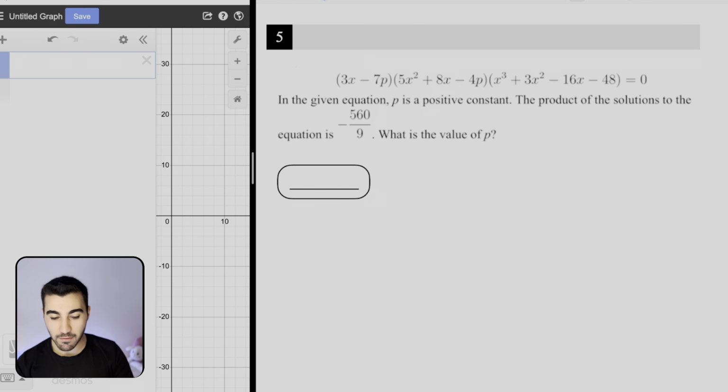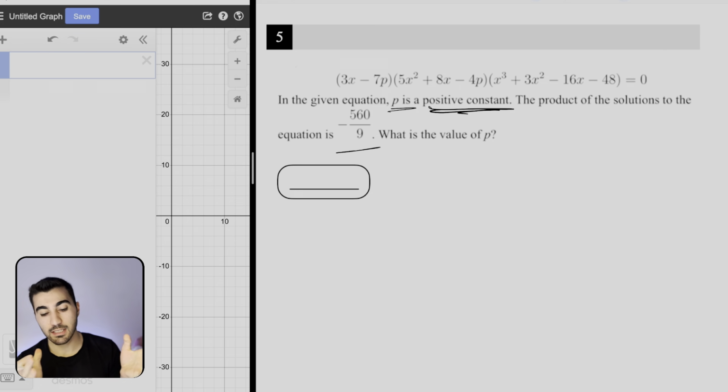We have a long equation here, and it says in the given equation p is a positive constant. The product of the solutions to the equation is this. What is the value of p? So the product of the solutions means if we plug this into Desmos and see the x-intercepts, and then the x-intercepts are our solutions, and then multiply them, that's going to be the product of the solutions, right?